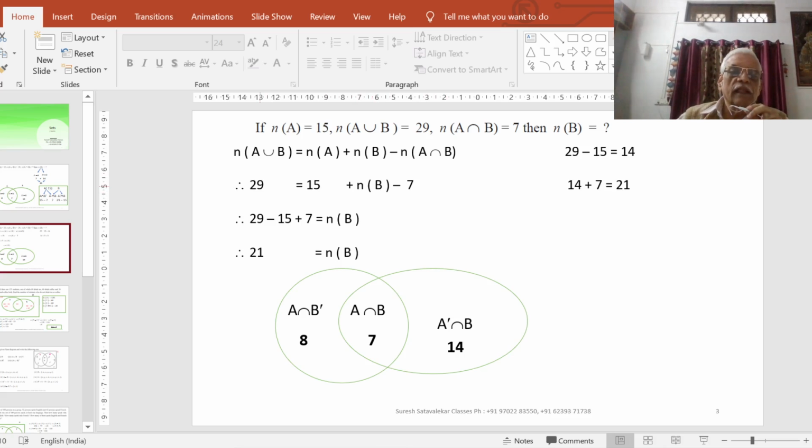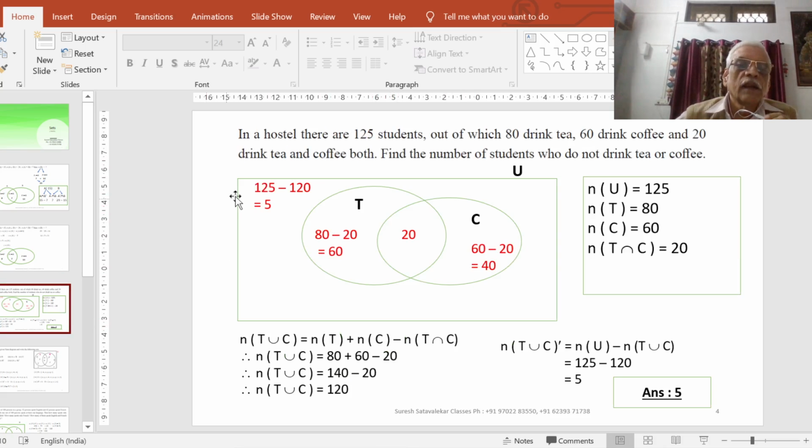Now from 29, this 15 transposes to that side and we subtract, 29 minus 15, and 7 transposes to that side and we add. So 29 minus 15 plus 7 is equal to n(B). So this comes out to be 21. Number of elements in the set B is 21. This 29 minus 15 we can do first as 14, and to this 14 we can add 7 to get 21. So this we have done without the help of the Venn diagram. The Venn diagram is shown here but not used for finding this. We have found it with the help of calculations.